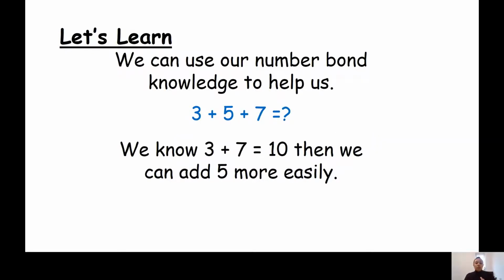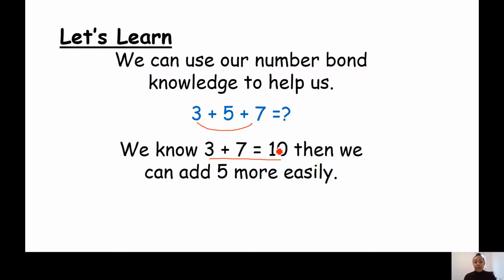We can also use our number knowledge of number bonds to help us when adding 3 numbers. So here is another number sentence. We've got 3, add 5, add 7. Now we can put the numbers in our head and count on, or we can do it a quicker way and use our number bond knowledge to help us. We know that 3 add 7 is 10. That's one of our number bonds, isn't it? So we don't even need to do any counting for that, we just know this.